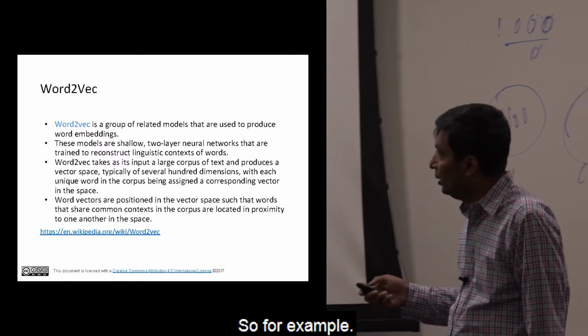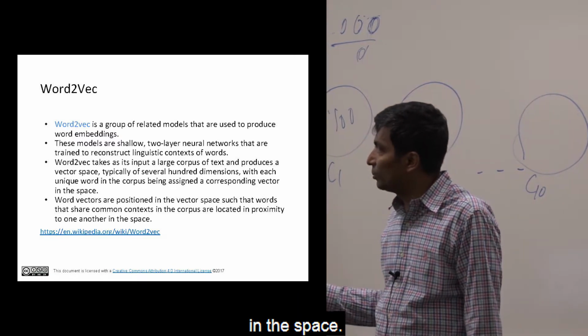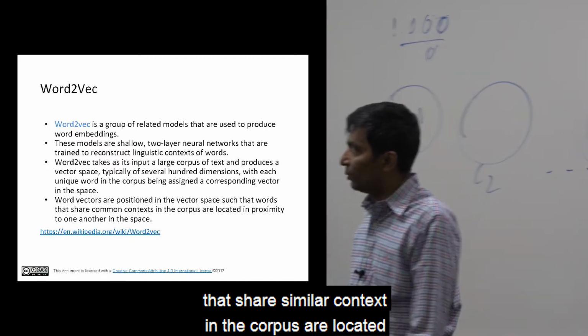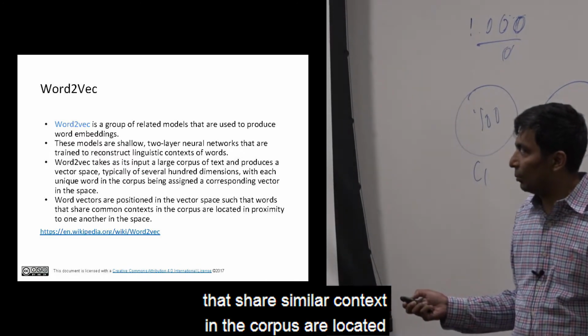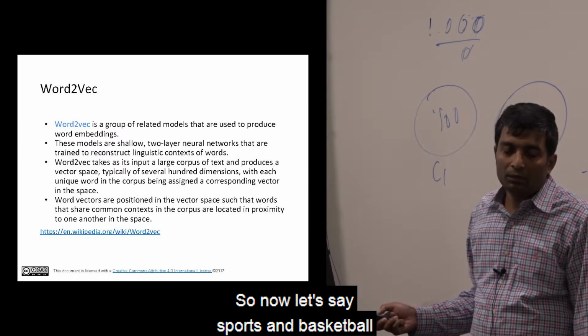So for each unique word in the corpus, we assign a corresponding vector in the space. The vectors are positioned in the vector space such that words that share similar context in the corpus are located in proximity to one another in the space.